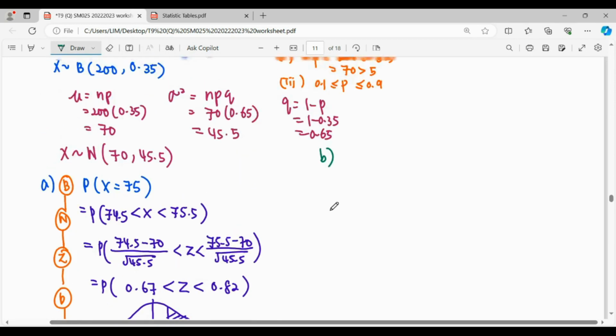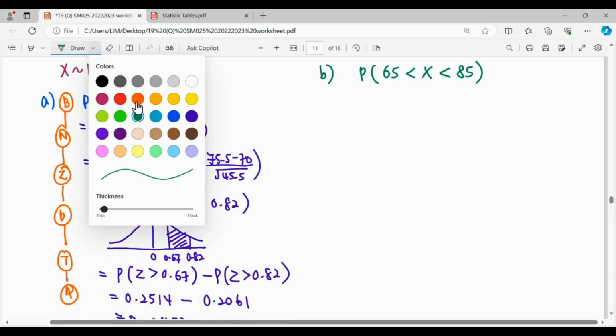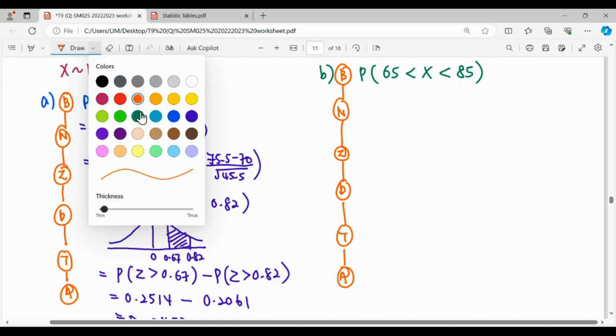So now we proceed to question B. The question is asking for the number of times in between. So the probability that the number of times the dice obtains one is in between is 65 less than X and then less than 85. In between, we don't have equal, so it's just less than. Then we notice that this question starts from binomial. Then we need to change to normal, change to standard, draw out, then only can we find the table to get the answer. So this is the flow of our method.